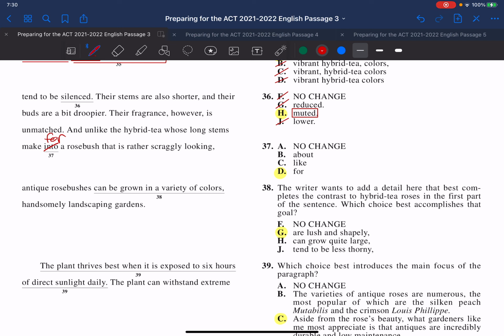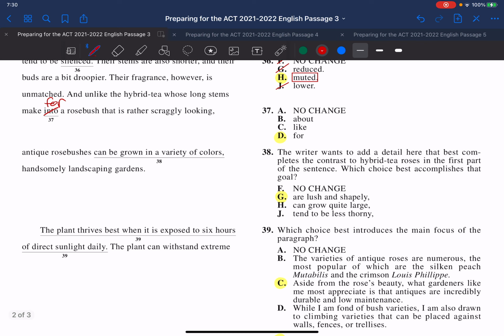That's the phrase. Now with 38, it says, antique rose bushes can be grown in a variety of colors, handsomely landscaping gardens. So the writer wants to add a detail here that best completes the contrast to hybrid tea roses in the first part of the sentence. So what choice best accomplishes that goal? In the first part of the sentence it says, unlike the hybrid tea, whose long stems make for a rose bush that is scraggly looking, antique rose bushes. So we want to contrast. That's what we're looking to do.